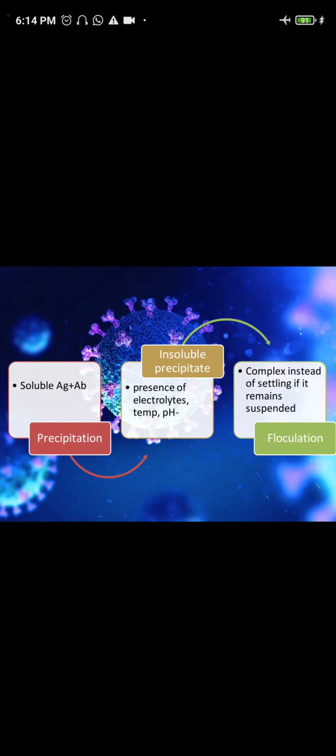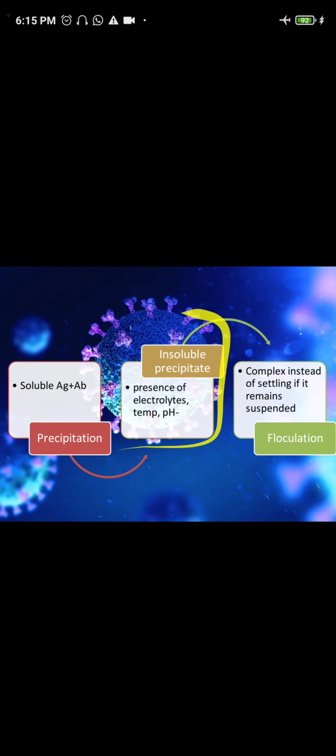So these are all the reactions that happen inside your body, in vivo. In vitro also reactions happen. That is, there are different things that happen. Precipitation happens, flocculation also happens. Now what is this? If there is a soluble antigen and antibody, and this soluble antigen and antibody form an insoluble complex, and this happens in the presence of electrolytes at a particular temperature and pH, this is called precipitation.